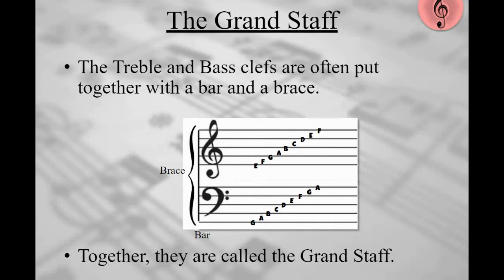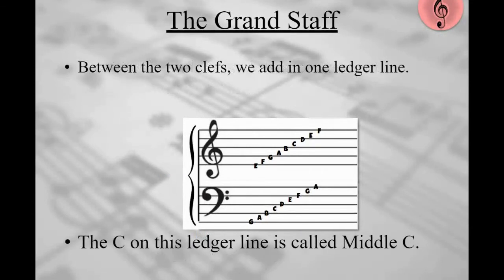Now, if you're looking at this right here, you see, if you're going in alphabetical order from the bottom to the top, G, A, B, C, D, E, F, G, A, but then it skips to E. We're missing our B, C, and D. That's no problem, though, because between the 2 clefs, we can add in one ledger line right in the middle. And that ledger line is C, middle C. So then the space below it is B, the space above it is D, and now we have a continuous line from G all the way up to the high F. Okay, so all those notes have a place to belong.